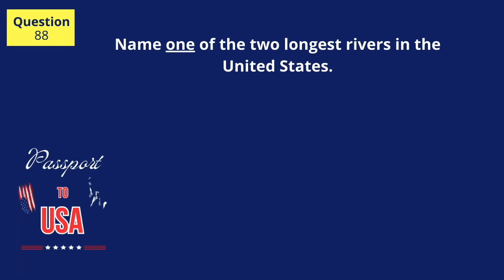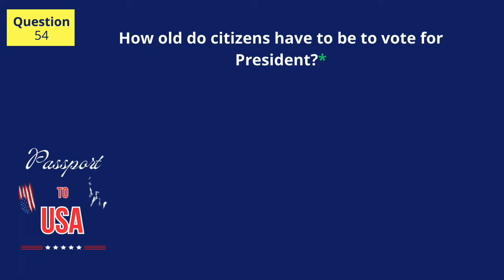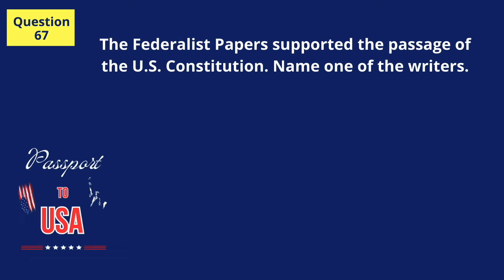Name one of the two longest rivers in the United States. Missouri River. How old do citizens have to be to vote for president? 18 and older. The Federalist Papers supported the passage of the U.S. Constitution. Name one of the writers. James Madison.